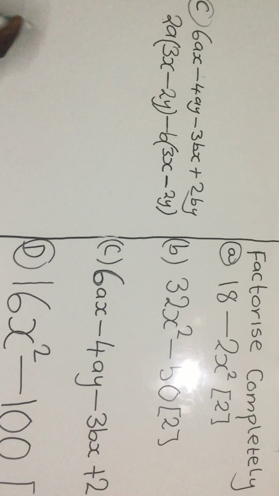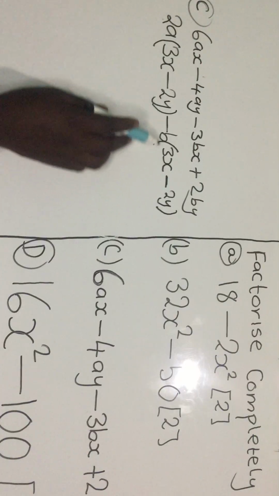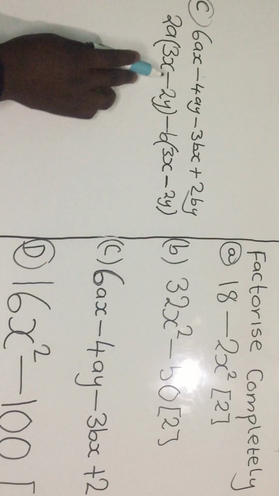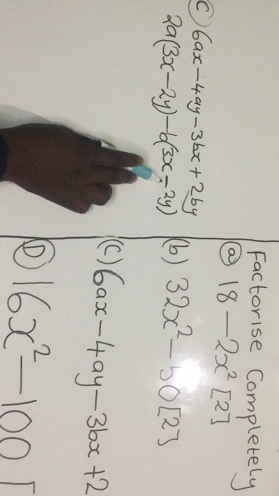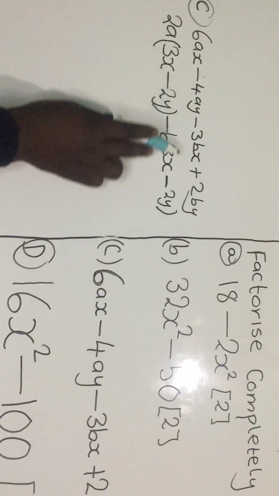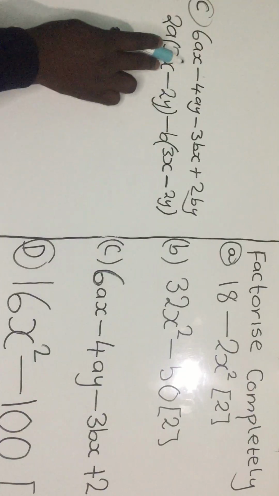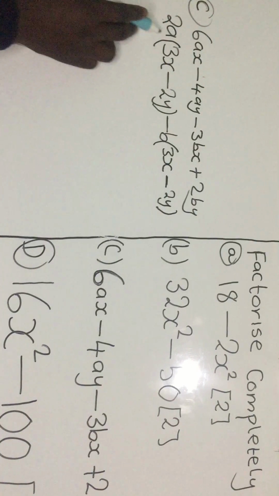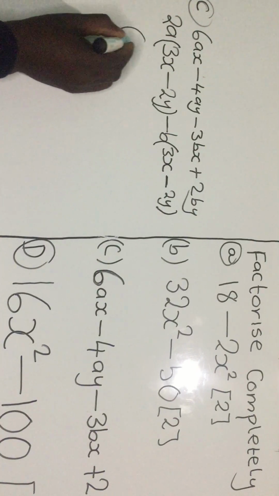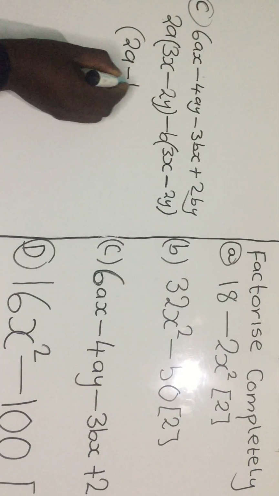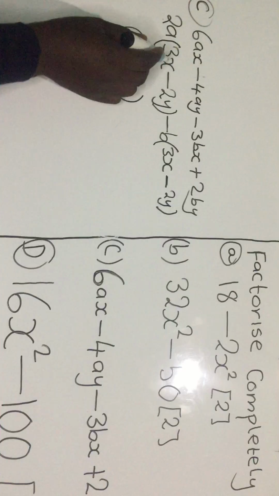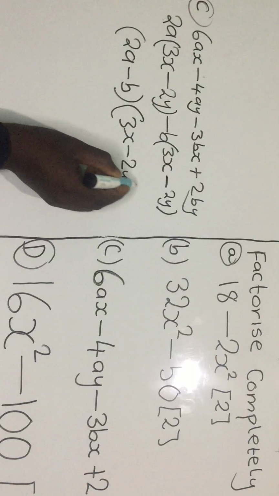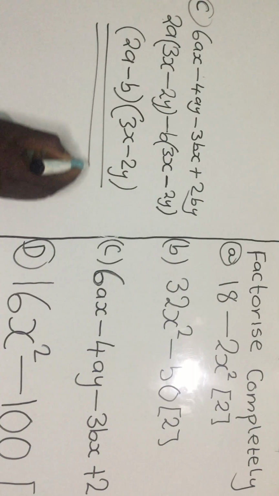Have you seen? Always, once you are factorizing, what is inside these brackets has to be the same. If it's positive here, it should also be positive here. If here it's negative, here it also has to be negative. If you find a negative on one side and a positive on the other, know that you made a mistake somewhere. Since these are the same, you start with the one which is outside, which is 2a minus b. Then you take the other, which is 3x minus 2y. You end here without wasting your time.